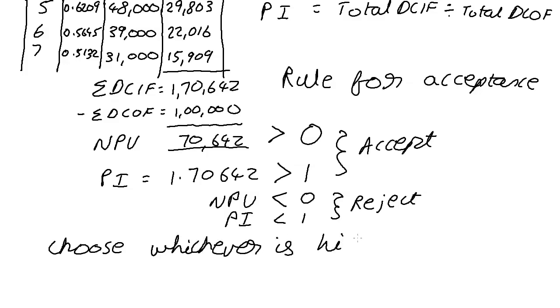is higher. Okay, remember, for payback period we would choose whichever is lower because we want the money back as soon as possible. But NPV is in terms of rupees. We want to earn as much money as possible. Profitability index is comparing inflow and outflow, inflow upon outflow. So obviously we want the number to be higher rather than lower.